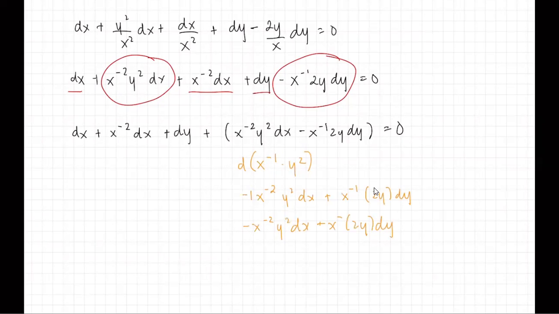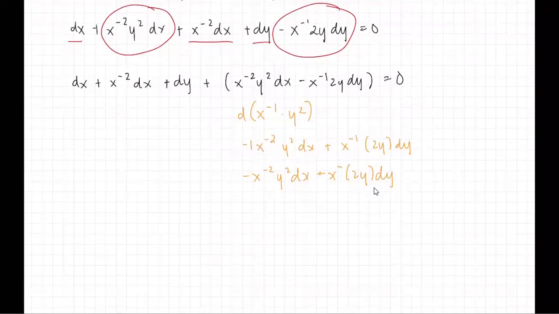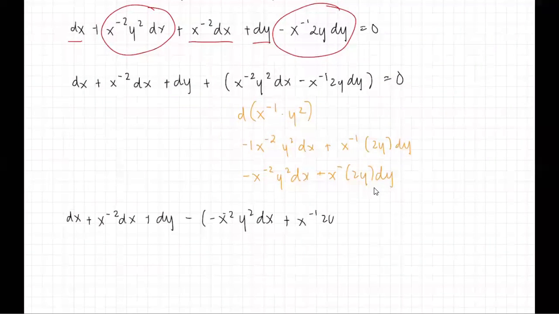Okay. So, pag chinek natin, reverse lang yung sign nito, no? So, negative dito, dapat dito positive. Tapos, dito is positive siya, tapos negative dito. So, what you can do is to factor out yung negative sign dun sa groupings natin na yun. So, we have dx plus x negative 2 dx plus dy minus negative x negative 2 y squared dx plus x raised to negative 1 2y dy.